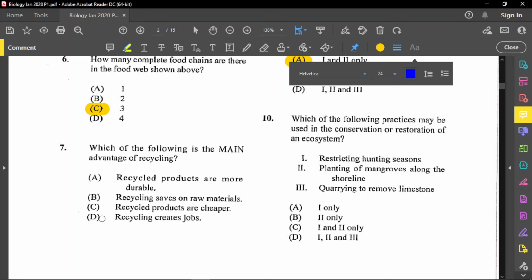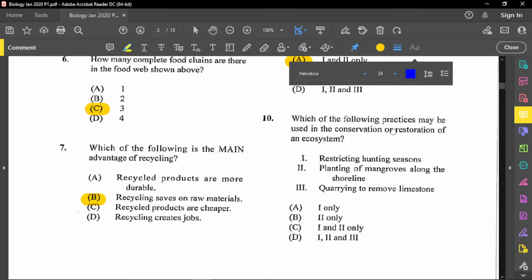Recycled products are cheaper, not necessarily true. Depending on what you make, it can be really expensive, because I could use an old garbage plastic bottle to make something really fancy and nice. It's going to be more expensive than the plastic bottle. Recycling creates jobs, definitely yes, but that's not the main reason. The main reason here is to really save on the raw materials, especially those non-renewable resources.